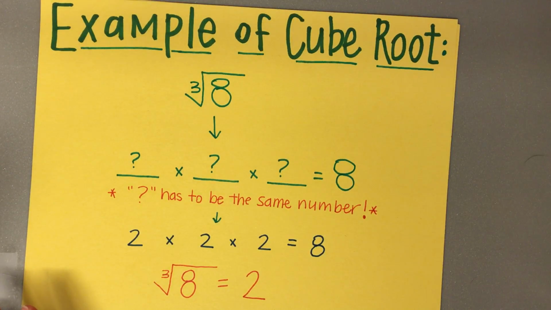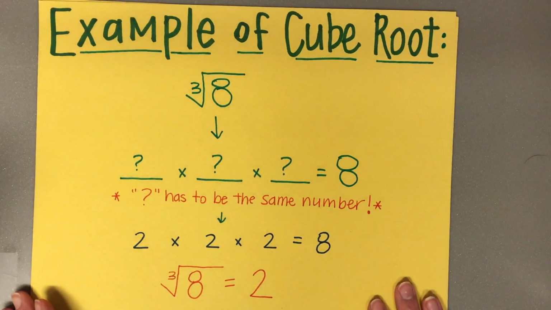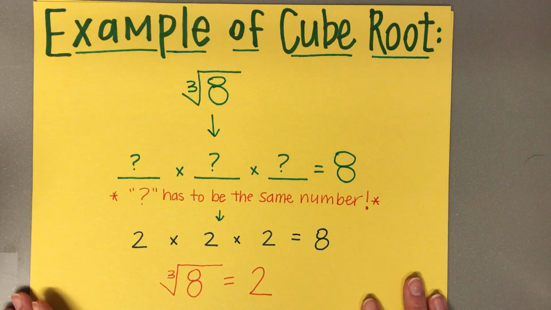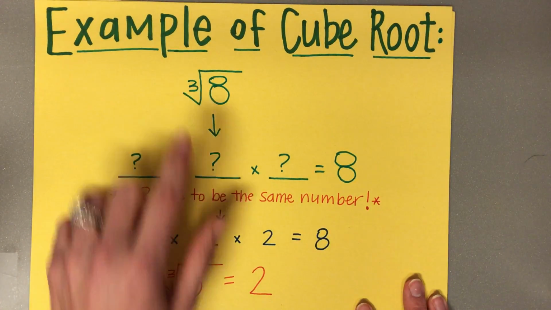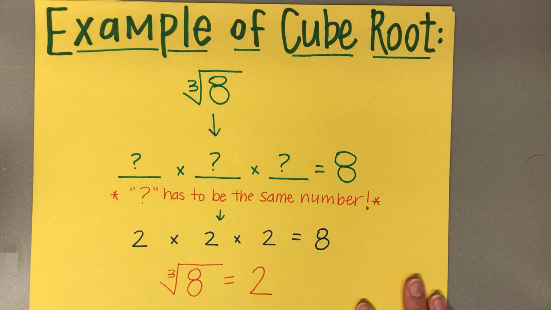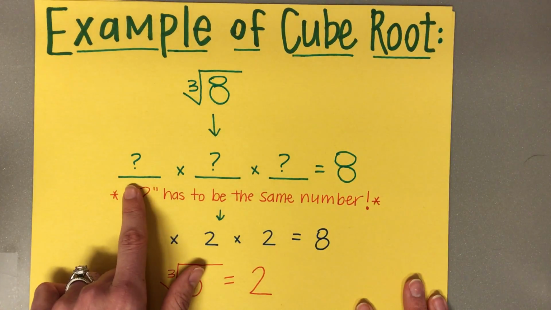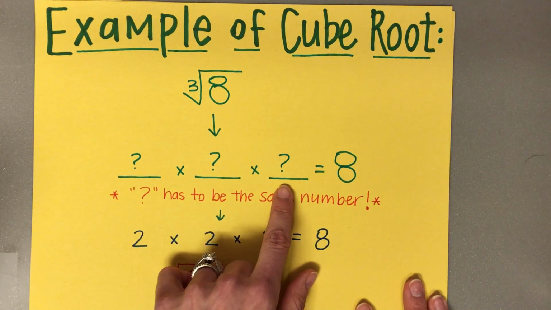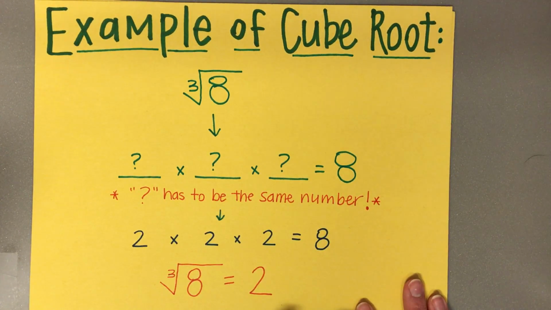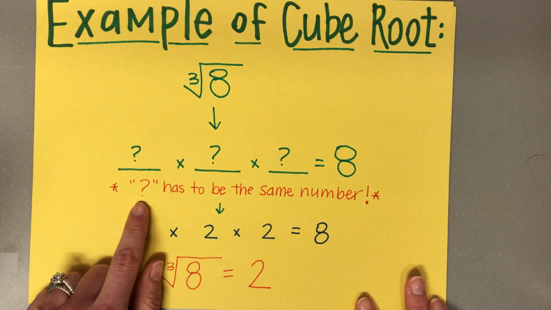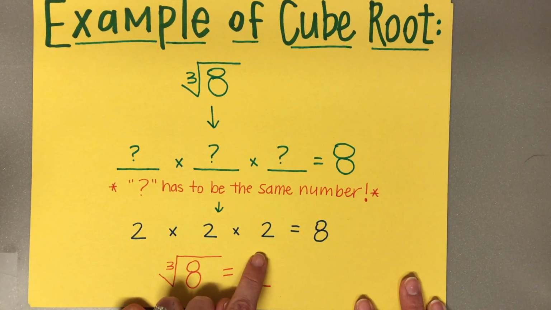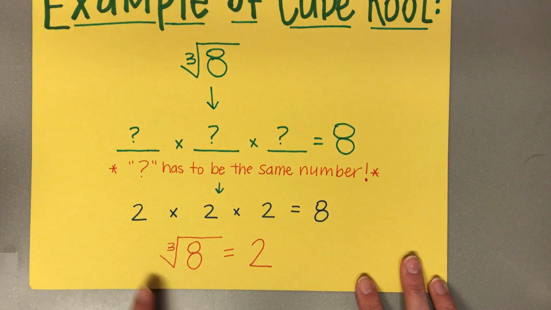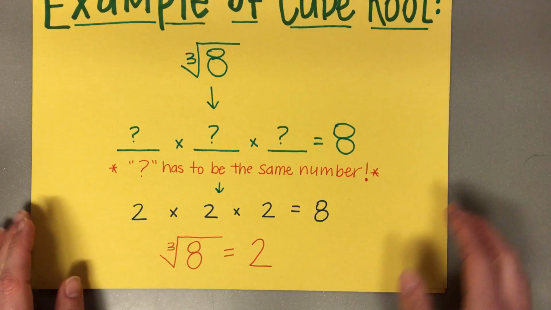The examples you will see for cube roots will look a lot like this. It looks very similar to what the square root symbol looks like, except it has a 3 in the corner. This will always mean to find the cube root of that number. To find the cube root of a number, you will need to know what number was being multiplied by itself 3 times to get that number. Remember, it has to be the same number every time. Since 2 times 2 times 2 is equal to 8, that means the cube root of 8 is equal to 2.